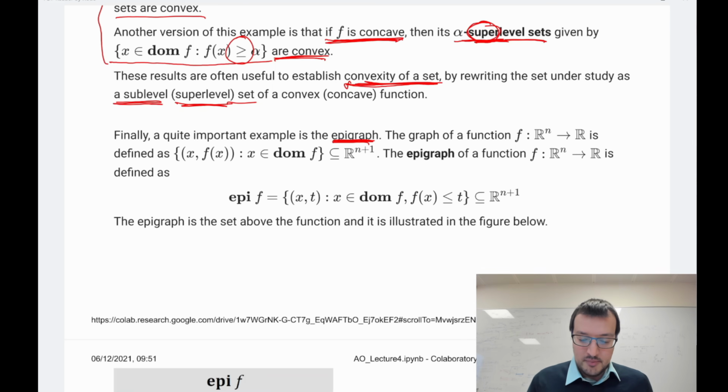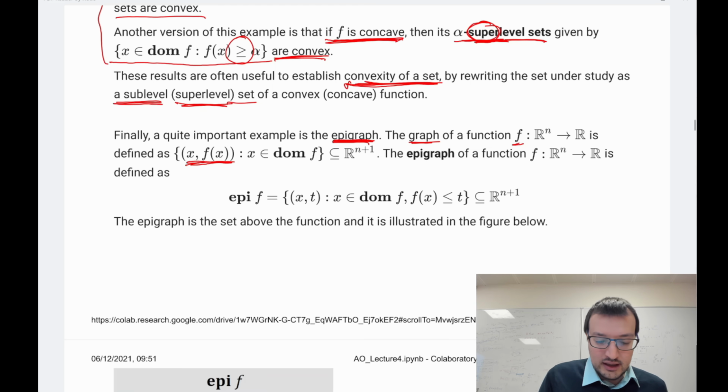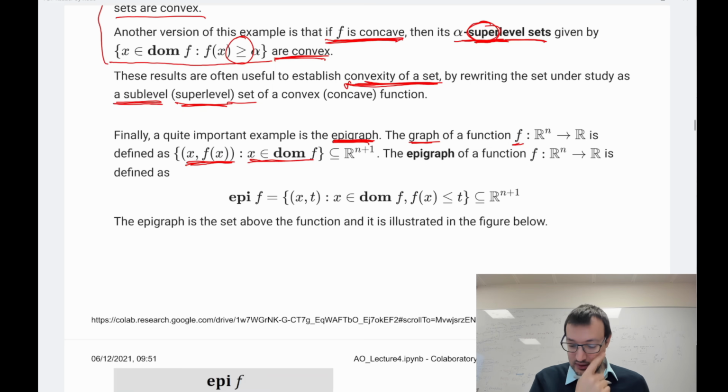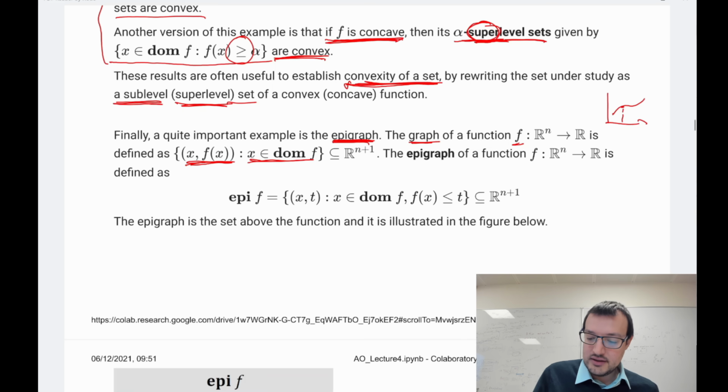So what is the epigraph? Before defining the epigraph, let's define the graph of a function f. The graph of a function is given by the pairs x, f of x, so the coordinates, for each x belonging to the domain of f. So it's just the graph. The graph is nothing else than the collection of all the pairs x and f of x.